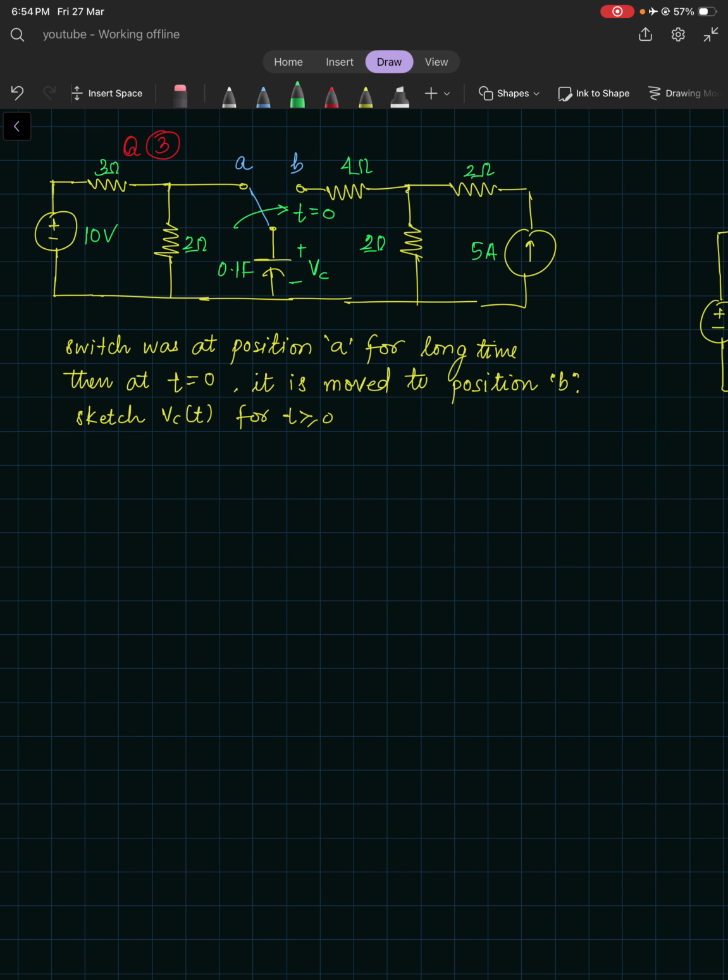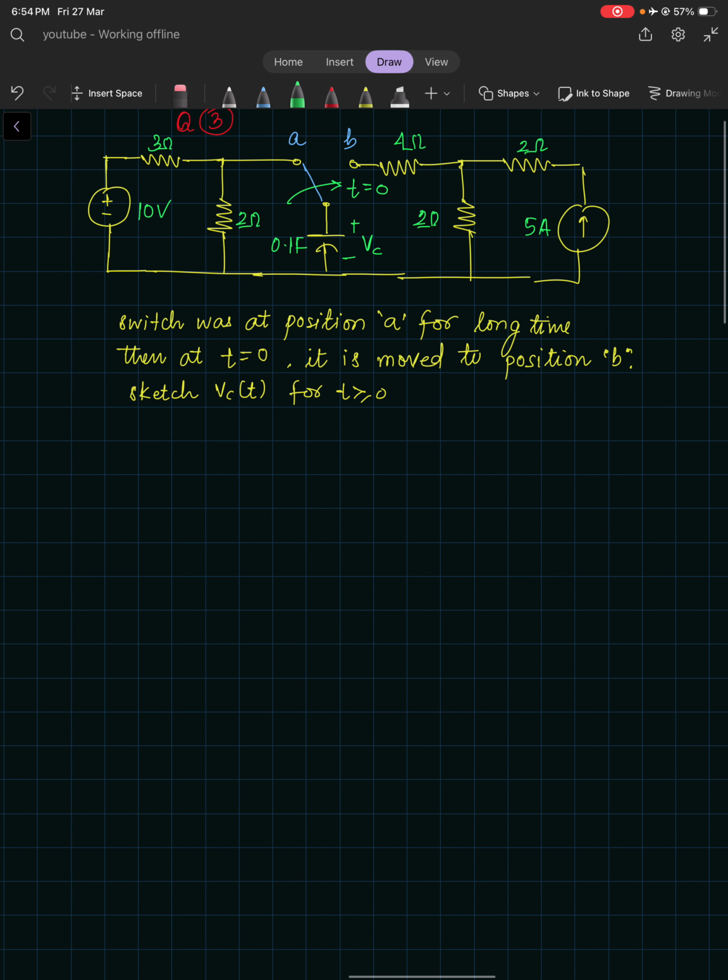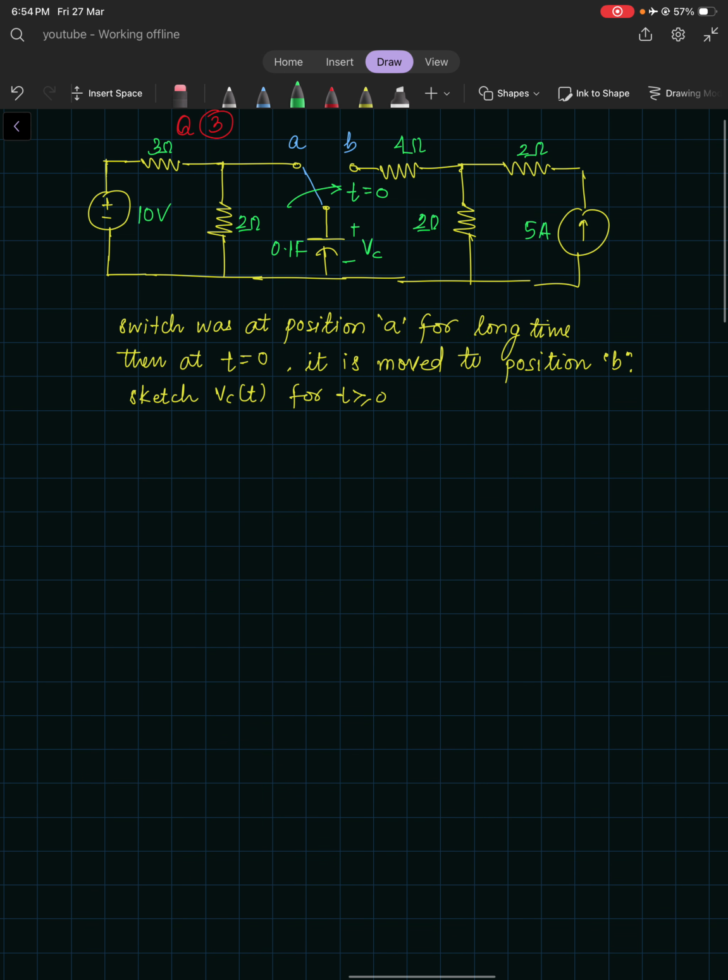So here again the switch was at position A for a long time, okay, and then at t equal to 0 it is moved to position B. Okay, and sketch VC(t) for t greater than or equal to 0. So this will be solved exactly the same way, just like the previous case.